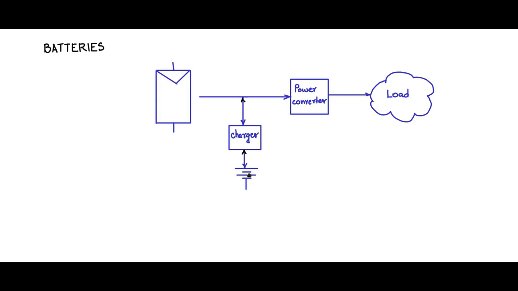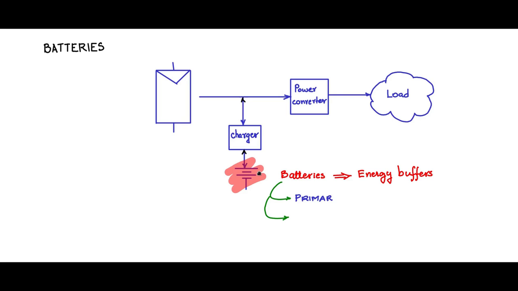Now this battery is the one of interest, and we want to look at some detail into the various types of batteries and its characteristics. The battery here is acting like an energy buffer. Now the batteries are of two main types. One is the primary cells, and the other type are known as the secondary cells.